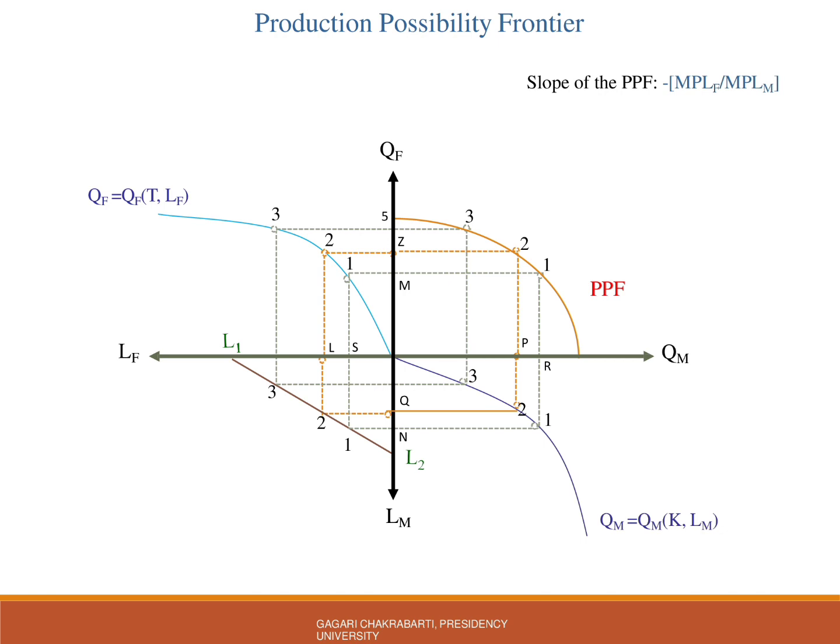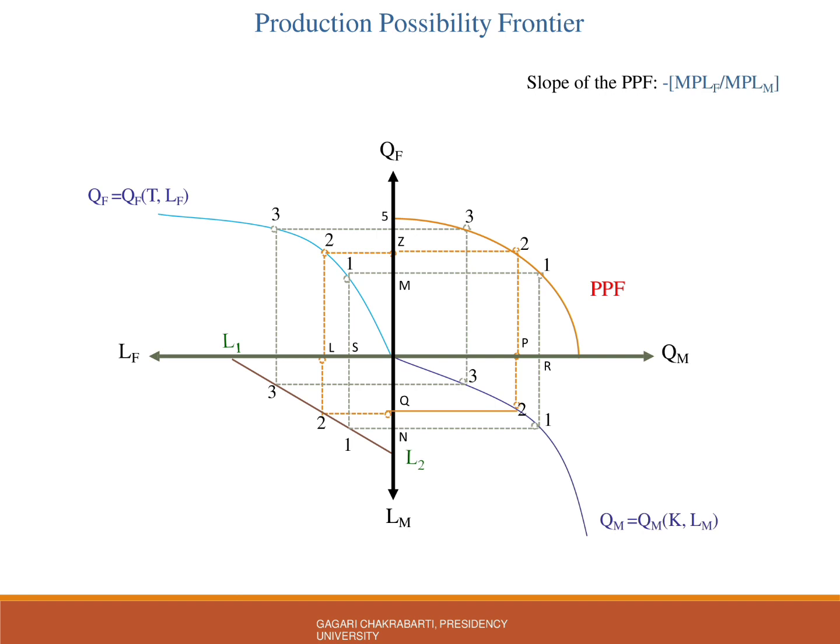Now if we consider point A and point 1 and point 2, then we shall find that at point 1 the amount of M, that is manufactured commodity produced, is more than the amount of food produced. However, at point 2 relatively more of food will be produced and relatively less of manufactured output will be produced. Now this is because of the fact that when we move from point 1 to point 2, more labor is being used in the food sector. So that is why compared to point 1, more food will be produced at point 2.